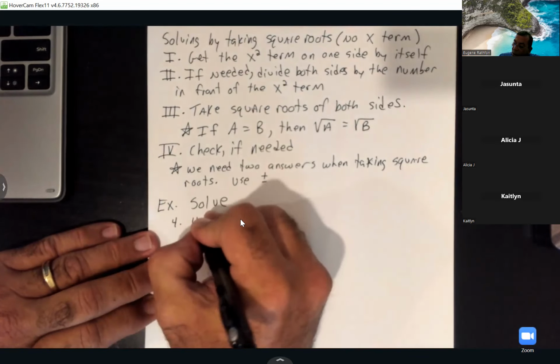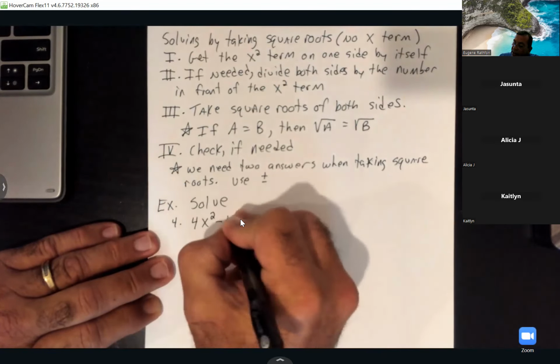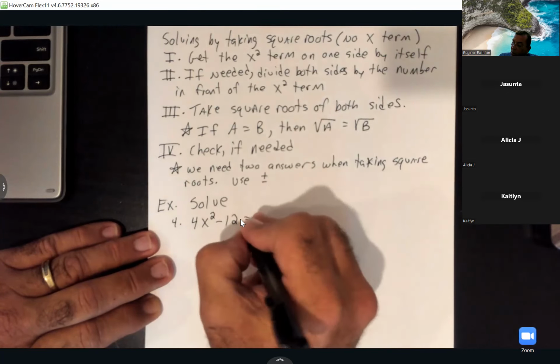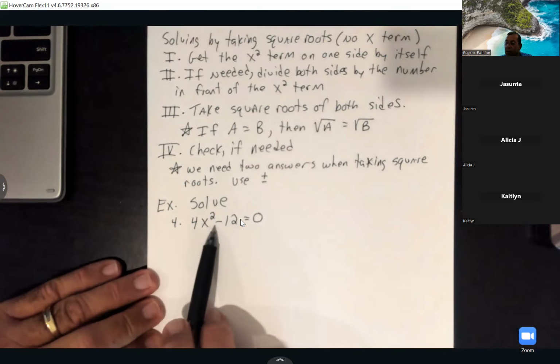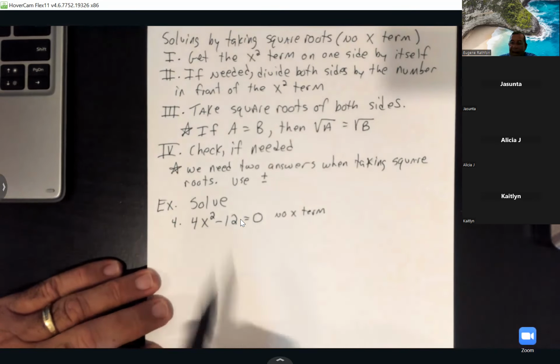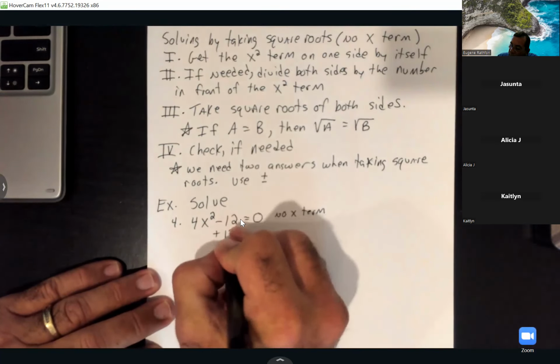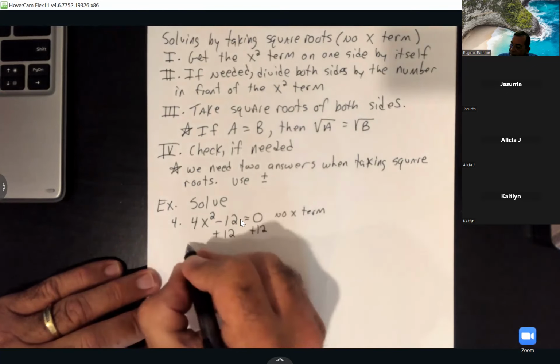So I got a 4x squared minus 12 equals 0. So notice there's no x term on this. Okay, so notice there is no x term. So since there's no x term, I'm going to solve it by taking square roots. So I need to get this 4x squared by itself. Remember, that's the first thing it says. Get the x squared term by itself. So to move this minus 12, we're going to add 12 to both sides.